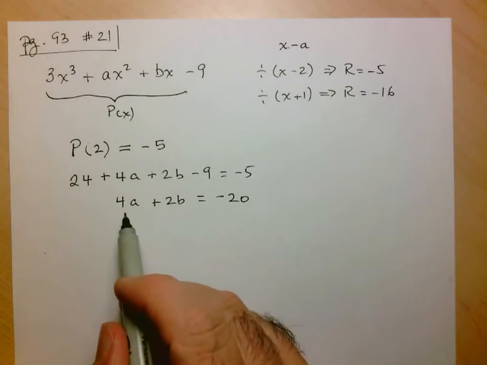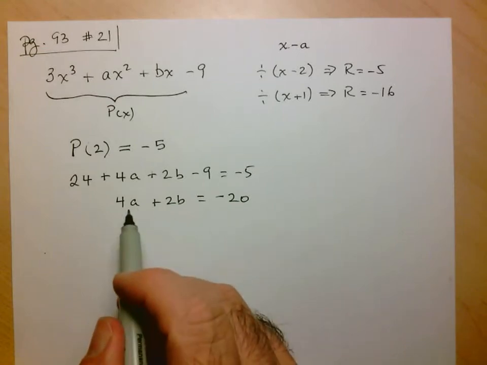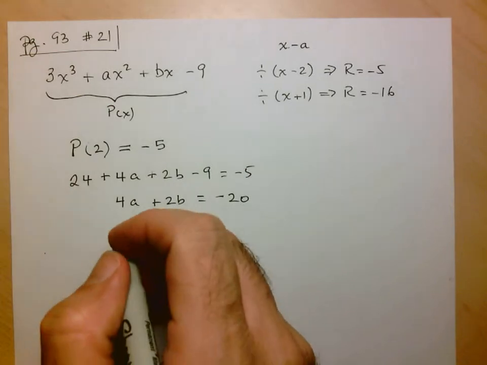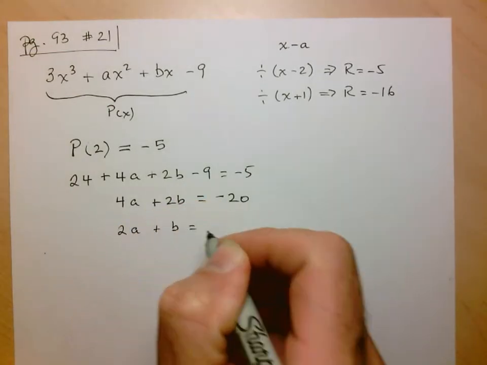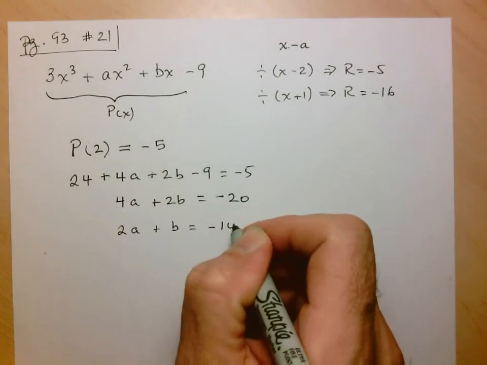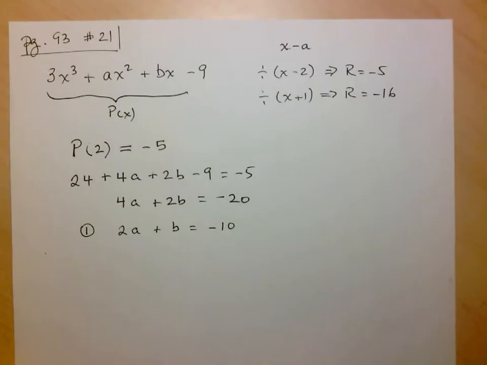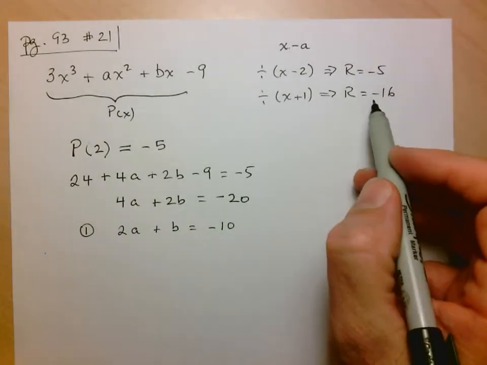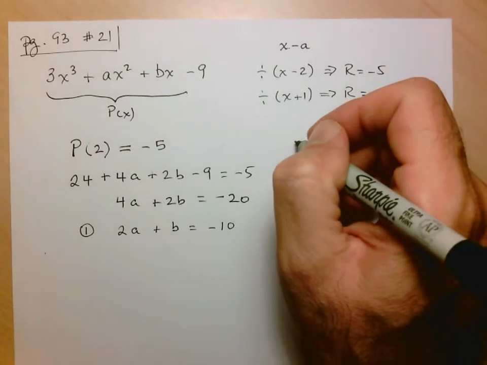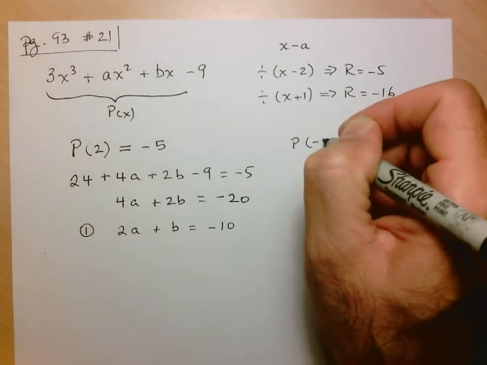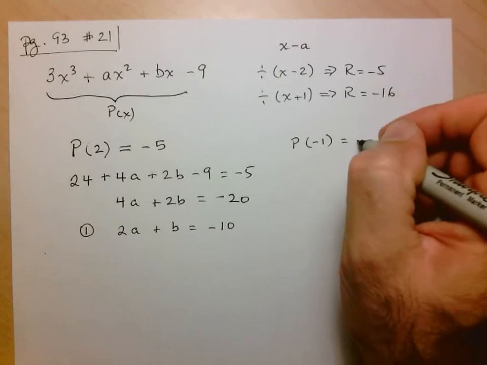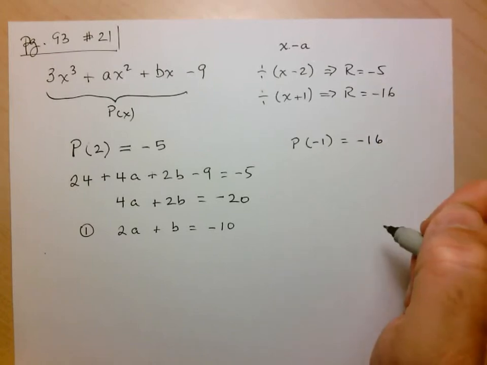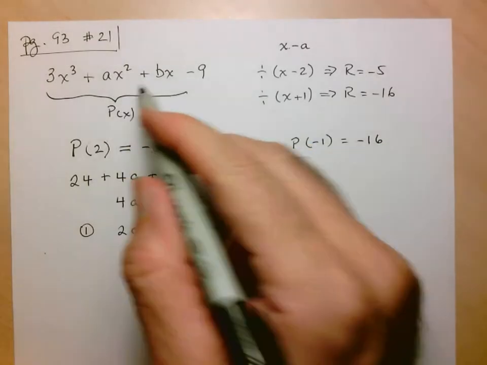Before I move on though, we can simplify this further because everything on both sides of the equation is divisible by 2, so I'll divide both sides by 2 to end up with 2a plus b equals negative 10. I'll call this equation 1. Now I do the same thing using the second piece of information that's given. If I evaluate p at negative 1, the remainder is given by this expression and should be equal to negative 16. Same as before, I'm just going to plug this into the expression.